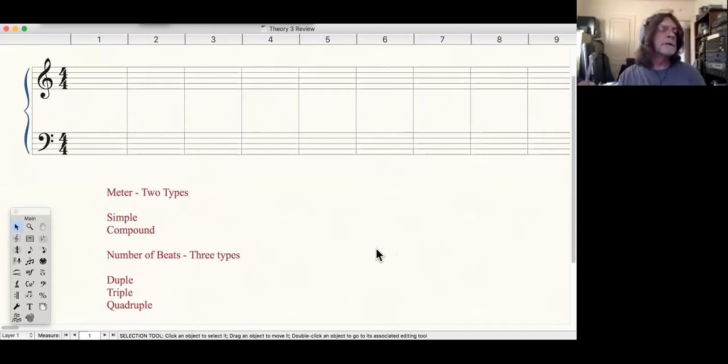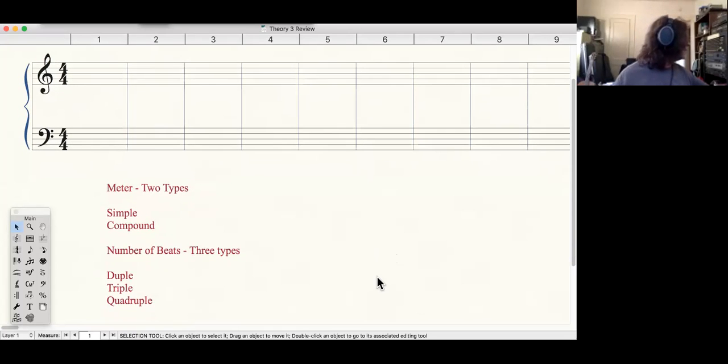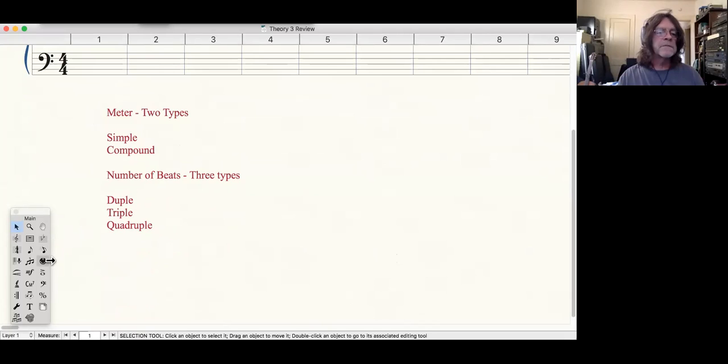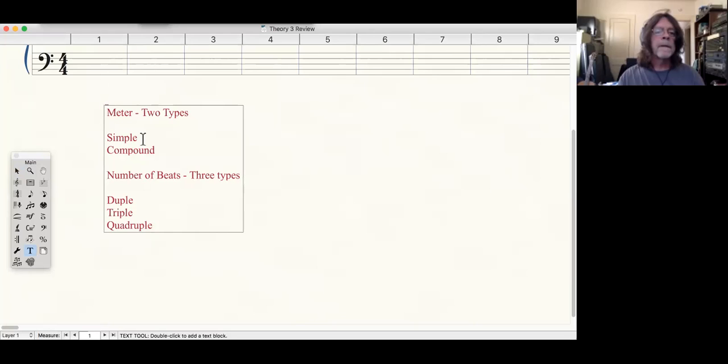All right. So what we're going to start doing is we're going to review stuff right now, and I'm reviewing meter first here. It says down here, meter. There's 2 types. They are simple and compound. So simple meter means it has subdivisions of 2. And if I spell something wrong, let me know or ignore it. All right. So that means every beat gets divided in half, 1 and 2.